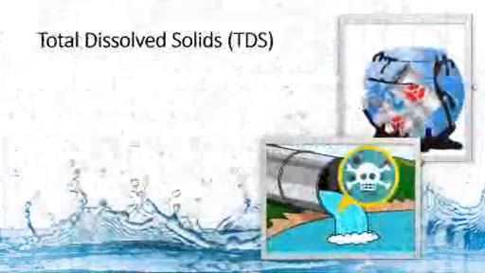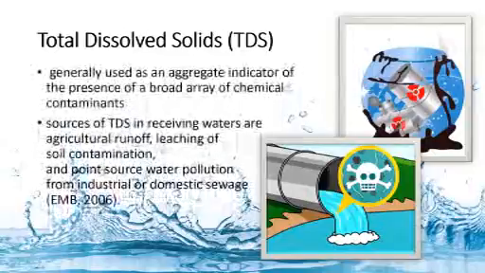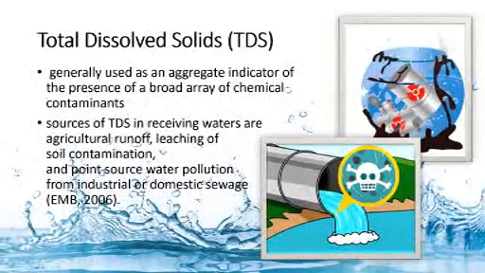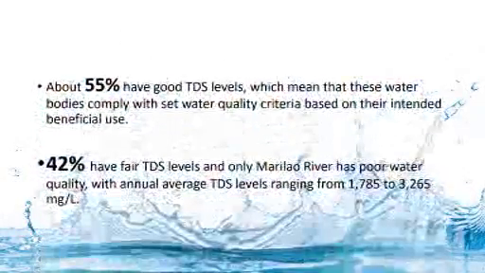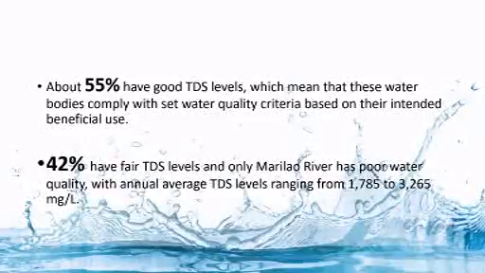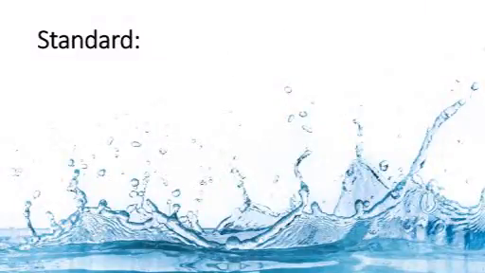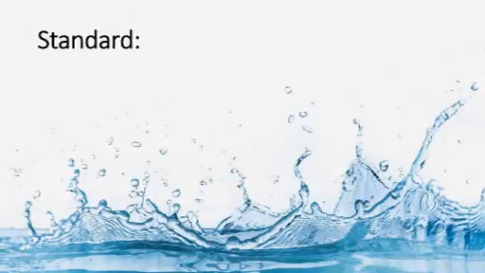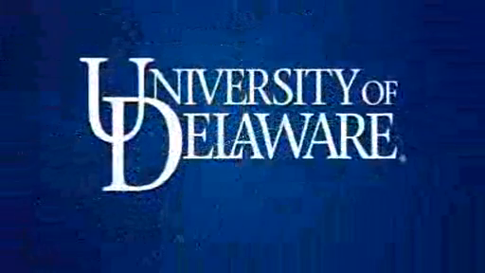And lastly, the total dissolved solids, or TDS. This parameter is generally used as an aggregate indicator of the presence of a broad array of chemical contaminants. About 55% have good TDS levels, which means that these water bodies comply with set water quality criteria based on their intended beneficial use. For water bodies classified as Class AA, the standard for total dissolved solids is expected not to exceed 500 mg per liter, and 1000 mg per liter for both Class A and D waters.